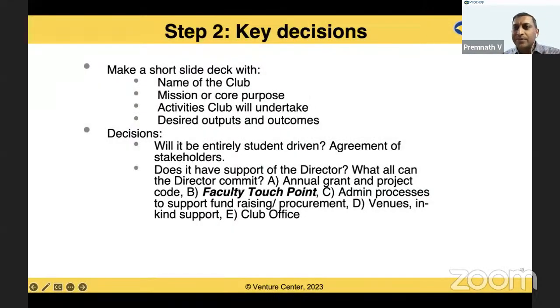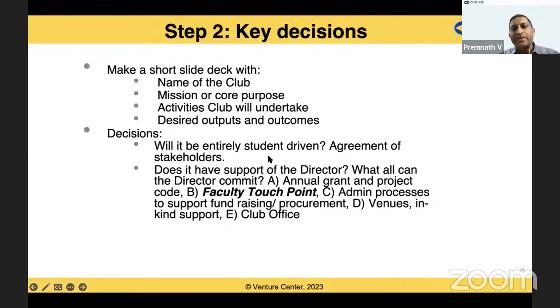Step 2 of our recipe from Venture Center is to take a few key decisions, right? So you need to make a short slide deck. If the student group is in place, a club, name of the club, the mission and core purpose, activities the club will undertake, and the desired outputs, outcomes, impact, right? And I've given you a little bit of a flavor of some of that, but you can think through this. Intention is not to be exhaustive here. A few very important decisions.